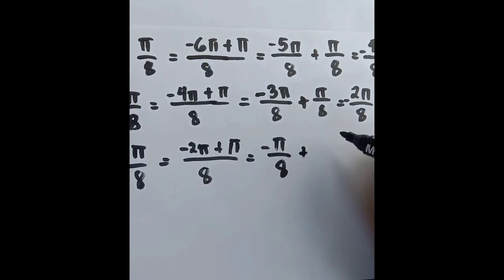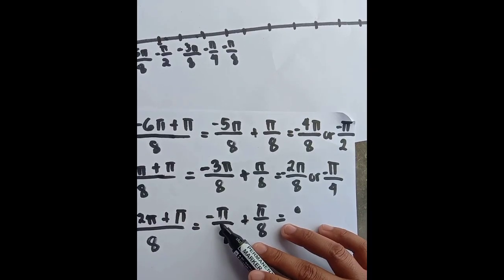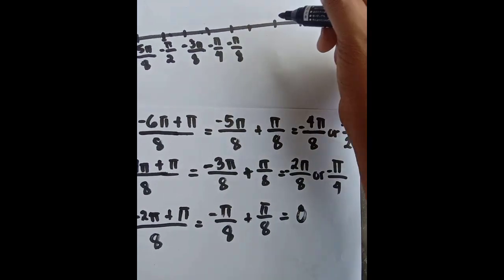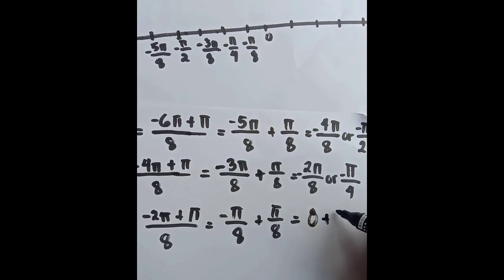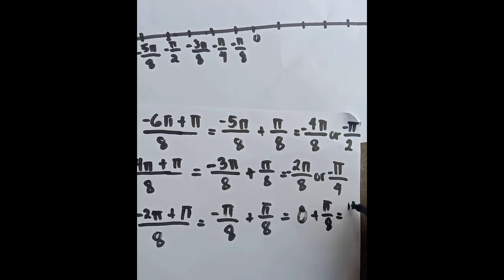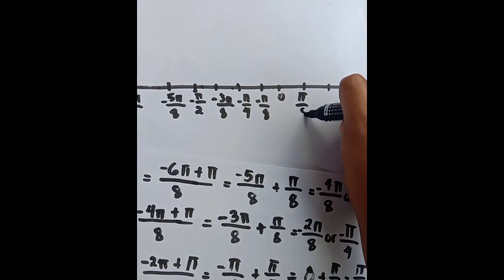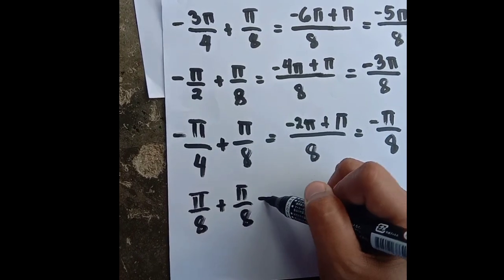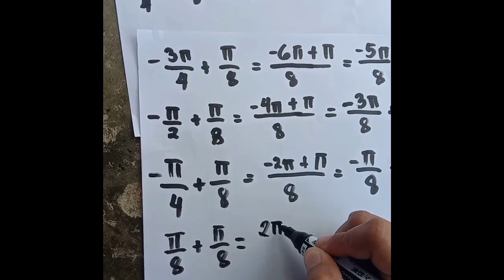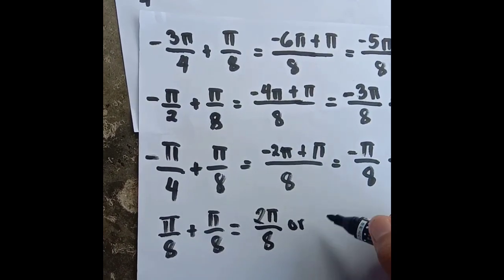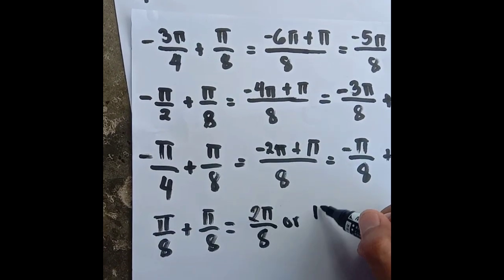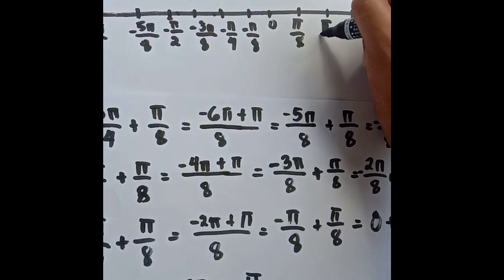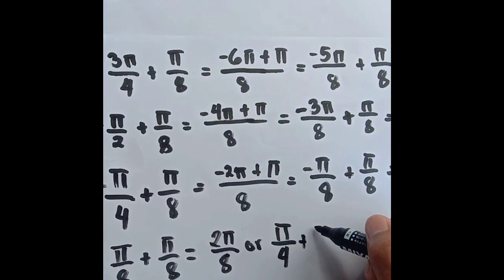Then add pi over 8, the same process. Negative pi over 8 plus positive pi over 8 equals 0. Then 0 plus pi over 8, the answer is pi over 8. Pi over 8 plus pi over 8 equals 2 pi over 8, or reduce to the lowest term by dividing by 2. 2 divided by 2, pi. 8 divided by 2, 4. So pi over 4. Then add another pi over 8.